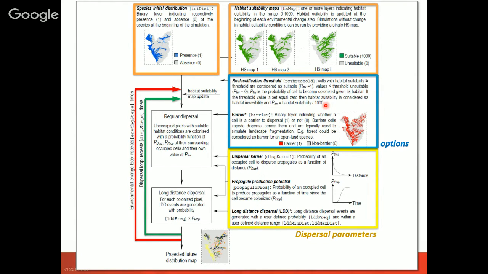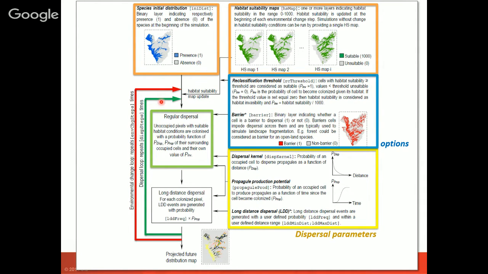For instance, say if you have a grass species that cannot disperse through forested area, you could enter forest as a barrier to dispersal. Or maybe if you have a small mammal species, it might not be able to cross a large river, so you could enter the river as a barrier to dispersal. You also have another option, which is to reclassify your habitat suitability. I will get back to that later.